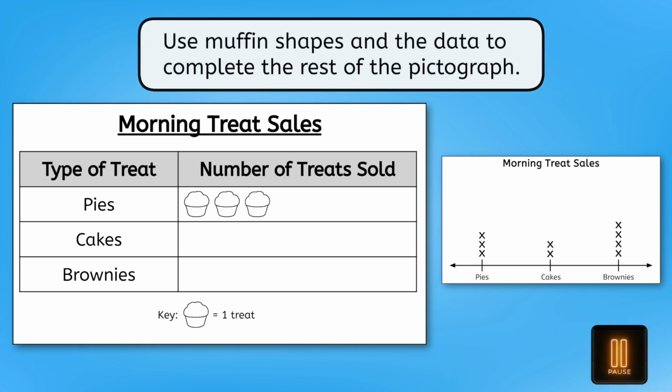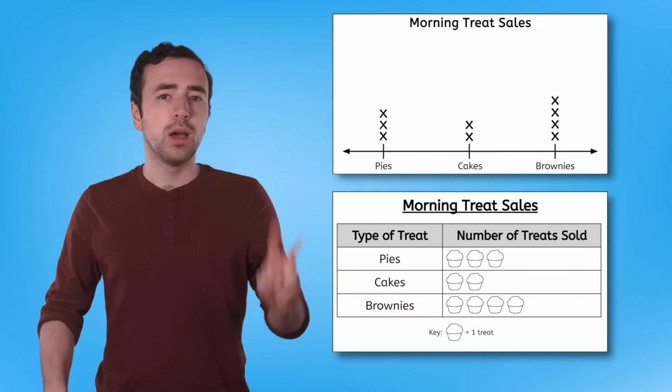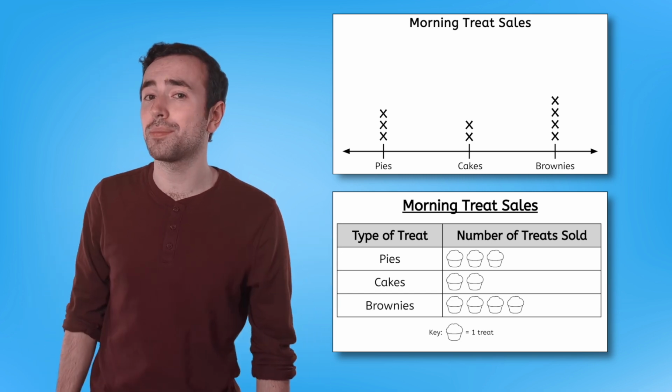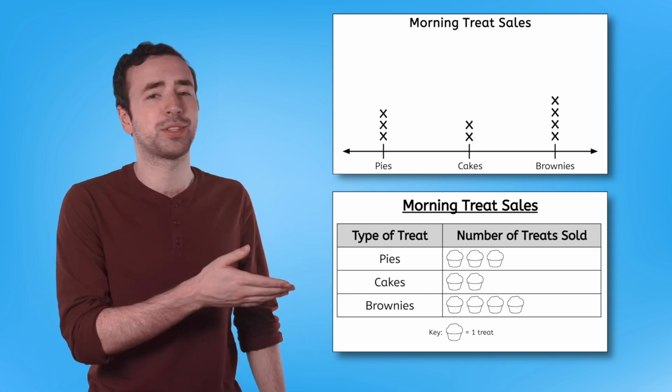Pause here to use muffin shapes and the line plot data to complete the rest of this pictograph. 2 muffin shapes for the cakes and 4 for the brownies match the line plot data and complete the pictograph.